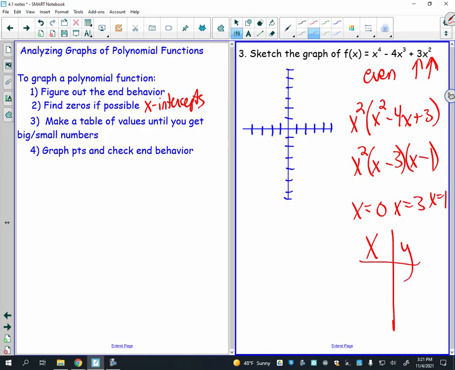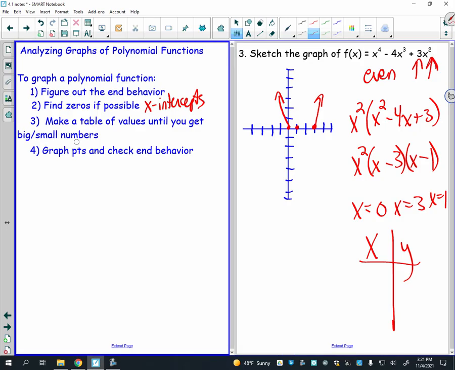So I know it crosses the x-axis at 0. I know it crosses the x-axis at 1, and I know it crosses at 3. I also know that both arrows point up, which means it's never going to cross again. So I know this side has to go up and this side has to go up. I just got to figure out what's happening in between. So that's what I mean by make a table of values. Look, don't just pick random points. Find your zeros first.